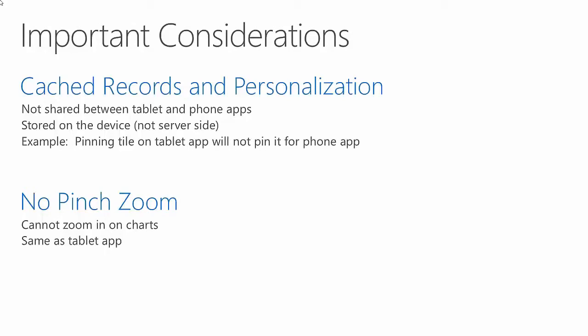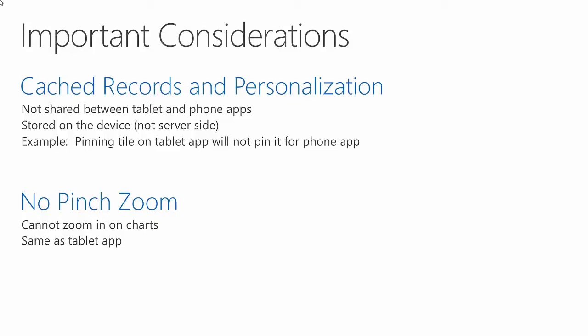The important thing to understand though is that that caching is on the device level, it's stored at the device. So if you're choosing to view records on the tablet app and then you later switch to the phone app, it doesn't have those same records cached. It's based off of what you viewed on each individual device. So be aware that that is separate right now.